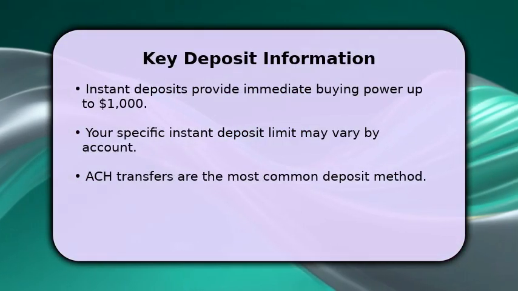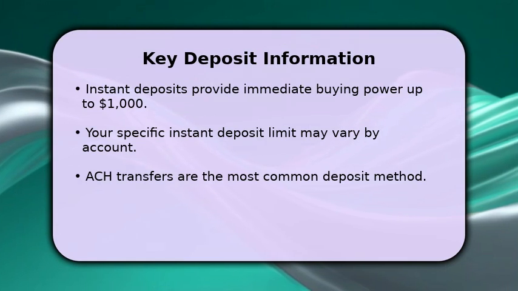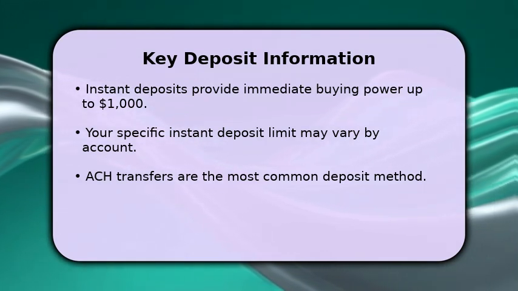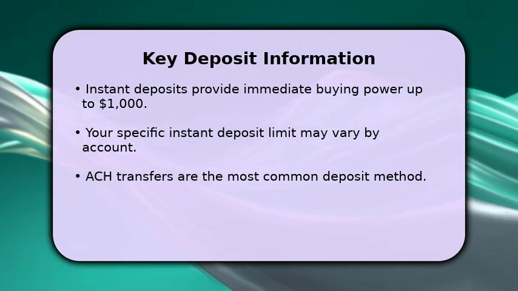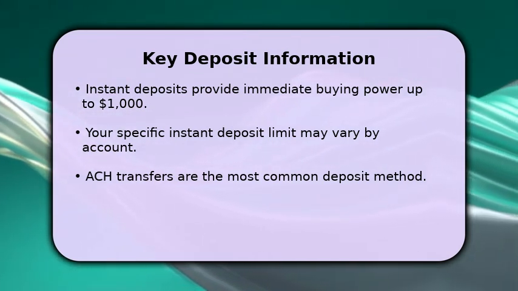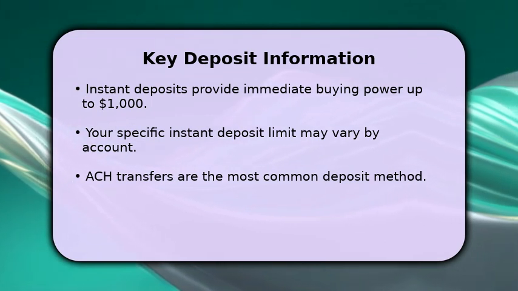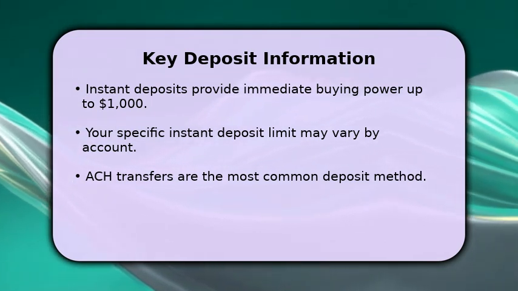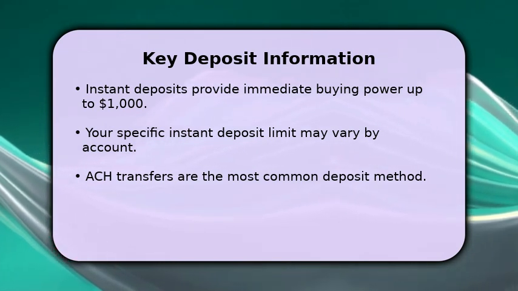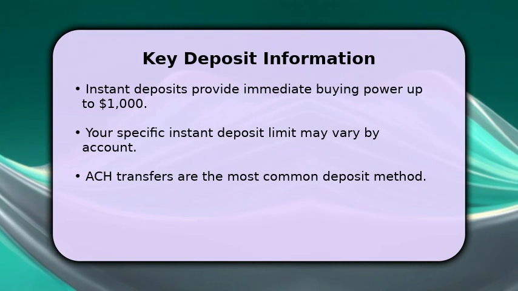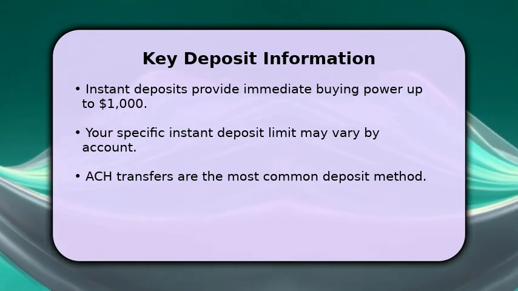It's important to understand a few key details about deposits. Robinhood offers instant deposits, giving you immediate buying power, often up to $1,000, before the funds fully settle. Your specific instant deposit limit can vary. The most common method is an ACH transfer, but you can also use wire transfers for larger amounts. Always check the current limits and processing times within the app.